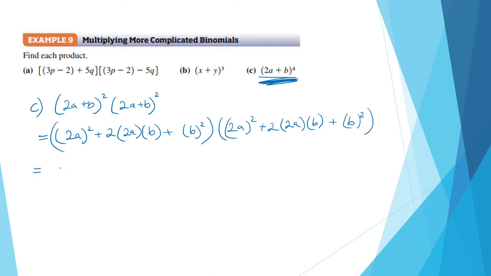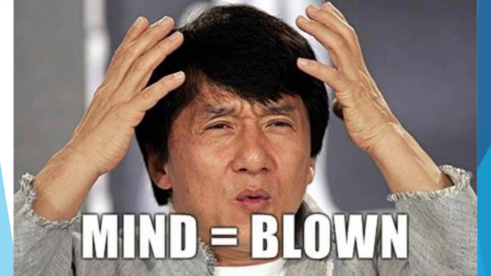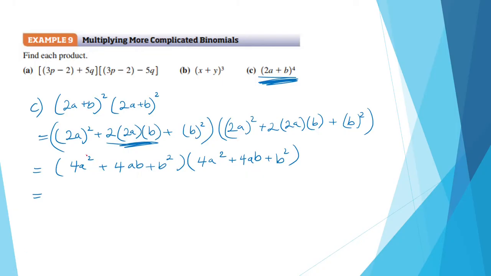So let's simplify this a bit. This becomes 4a squared plus this becomes 4ab plus b squared. And the right side is exactly the same, so we'll just copy it as it is. And now we have to FOIL. I'm going to multiply 4a squared times 4a squared. Then we'll do 4a squared times 4ab. And then we'll do 4a squared times b squared.